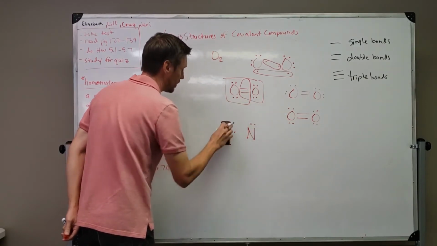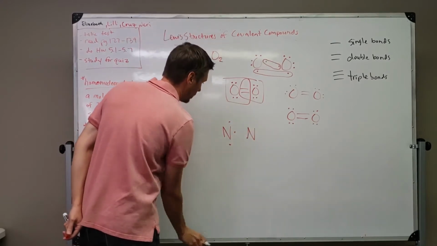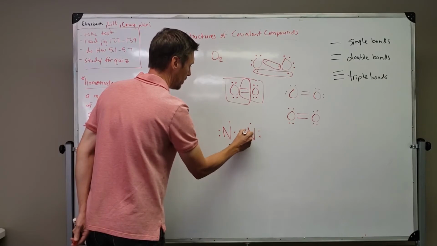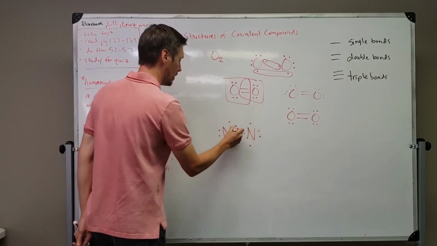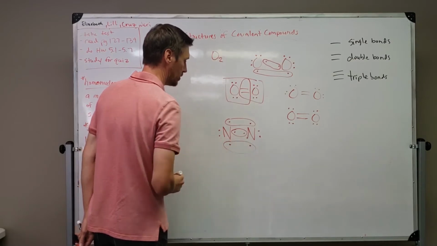Probably should have done that. Let's see, I'm going to orient them like this. I'm going to do 2 over here, 2 right here. Yeah, that's the way to do it. So that way these guys are shared, these guys are shared, and these guys are shared.